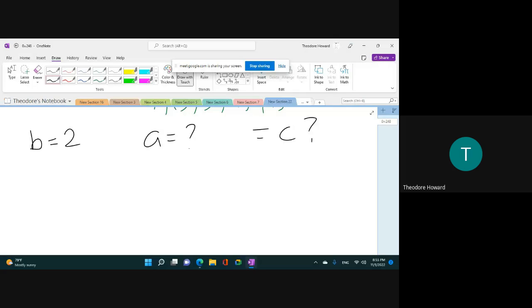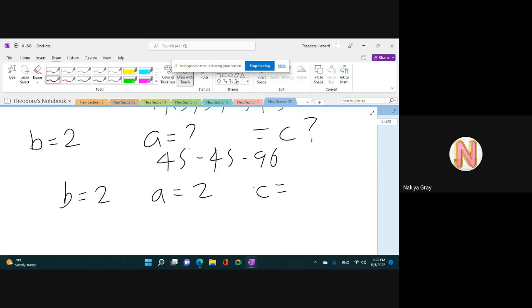So as B is 2, what's A and what's C? This is the 45, so it should be what, baby? 2 and then 2 square root 2. So A is going to be 2 and C is going to be what? C is going to be 2 square root 2. Bam, baby, you just figured it out. So now you know what's up. Yeah, this one's easier. They're gonna give you one number, and look at it.